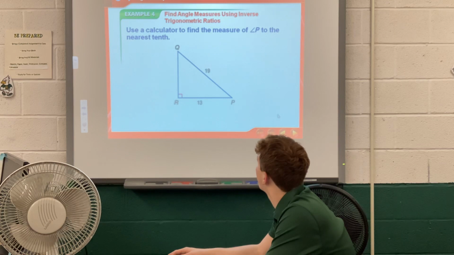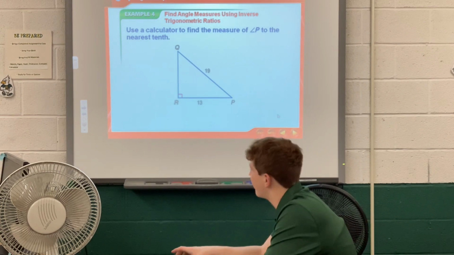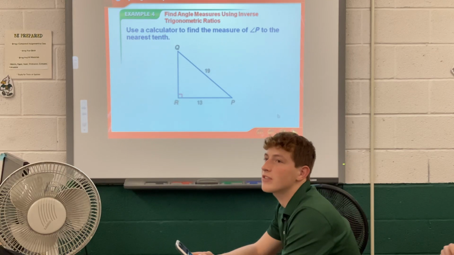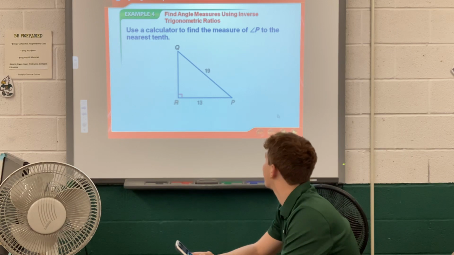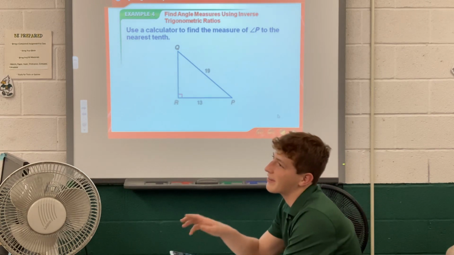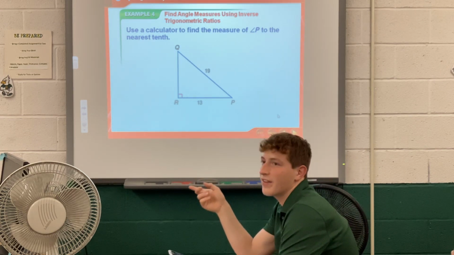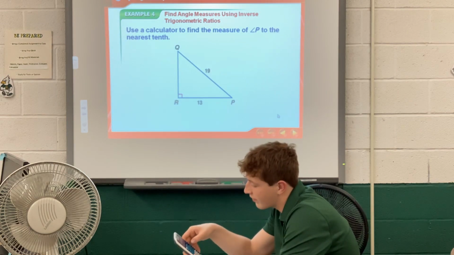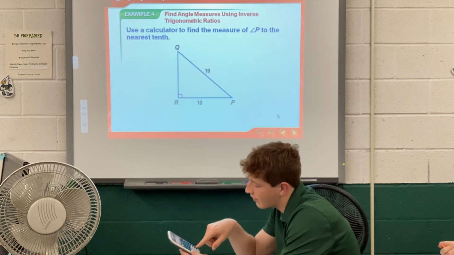Use a calculator to find the measure of angle P. If I'm looking for an angle, Gabriel, you're going to use the inverse. From P, what relationship do 13 and 19 have? Cosine. So you're going to do cosine negative 1 of 13 divided by 19. Or I punch 13 divided by 19 in my calculator and then hit second cosine. 46.83 degrees. Everybody else agree?